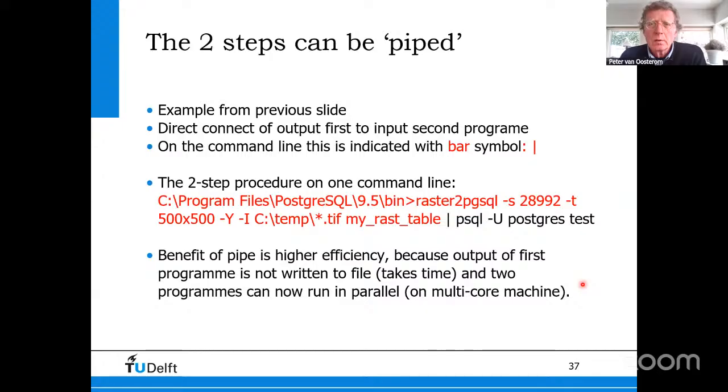And so the second one is more efficient, with no temporary storage, but also because of parallel processing. These different processes can run on different cores in your computer and then go faster. They are not sequenced. You don't have to wait for it.